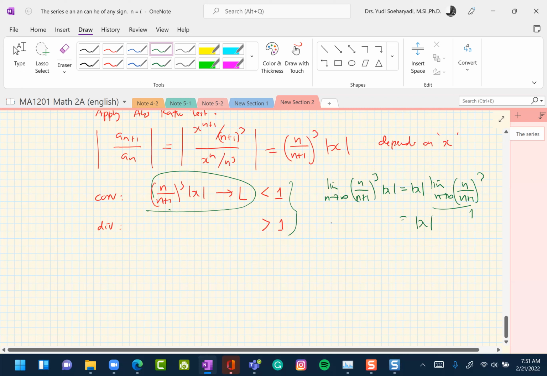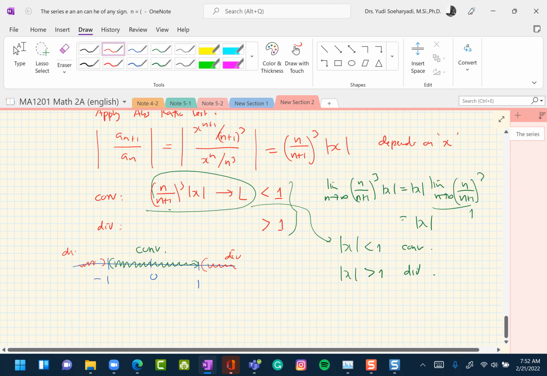Okay, so from here, to make the limit less than one, we need the absolute value of x less than one. This is the convergent case. Larger than one, we have divergence. So this interval is part of the convergence set. And where the absolute value of x is bigger than one, the series diverges. Okay, so what remains is the endpoints.